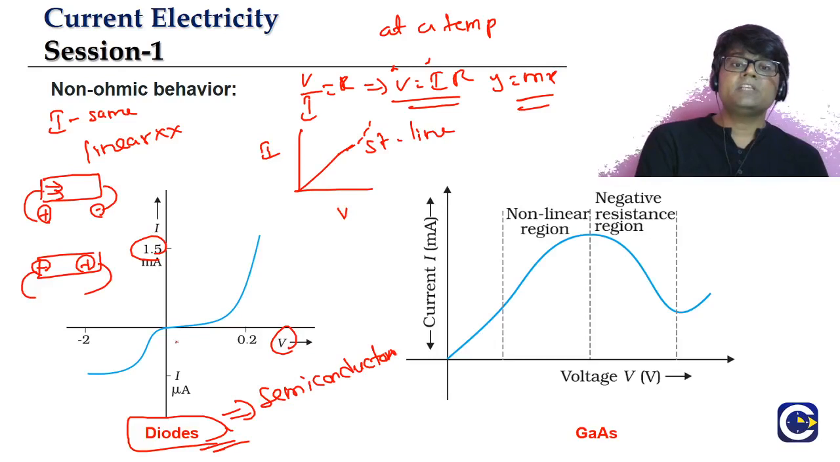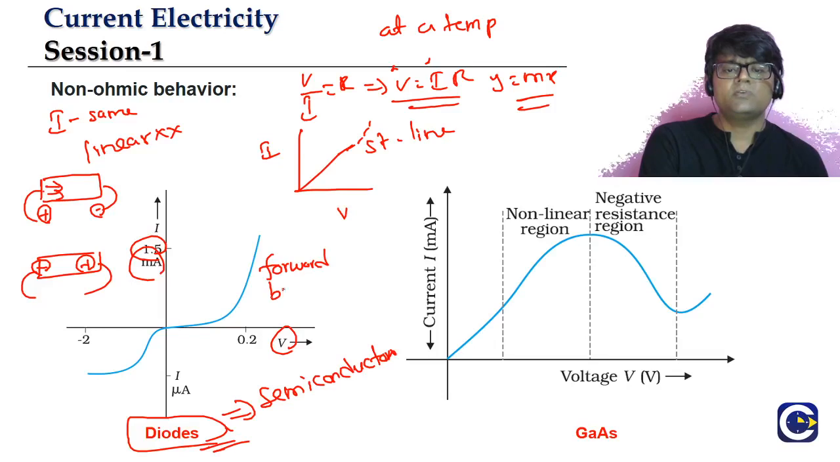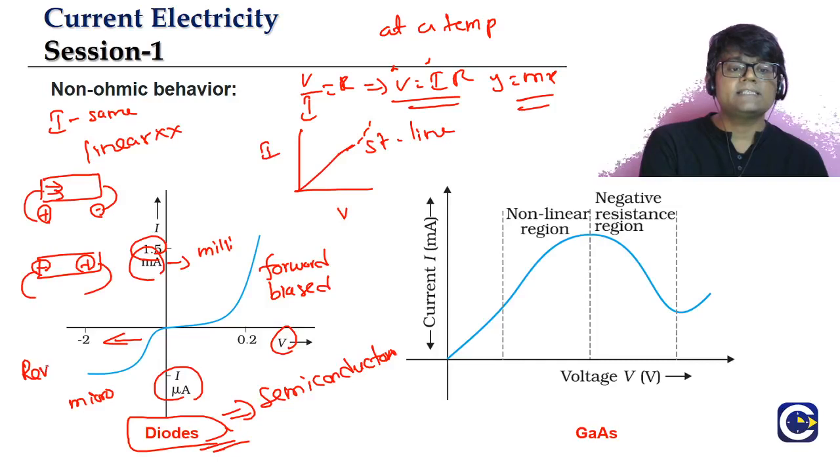If you apply the potential in the reverse direction, like here, you can observe one thing. If you apply the potential in one direction, we will be calling it forward biased. We'll learn about this in the semiconductor chapter, but here just some basic understanding. In the forward bias case, we'll see the current is in which range? Milliamperes range. If you apply the potential in the reverse direction, the other side, then we see the current is in what? Microamperes range. So this is what we will be calling reverse biased.